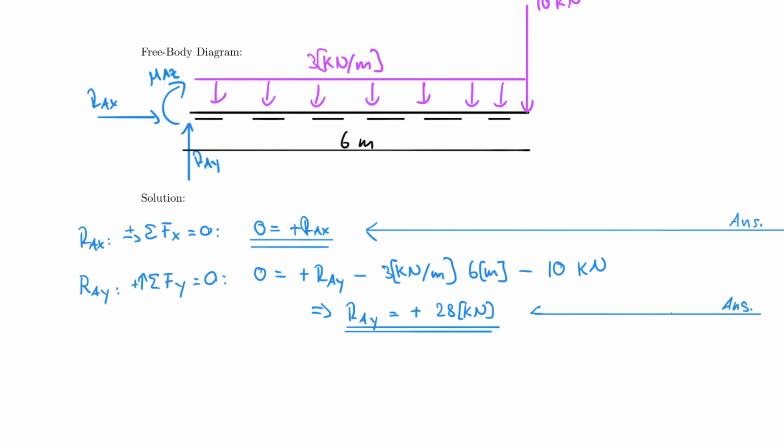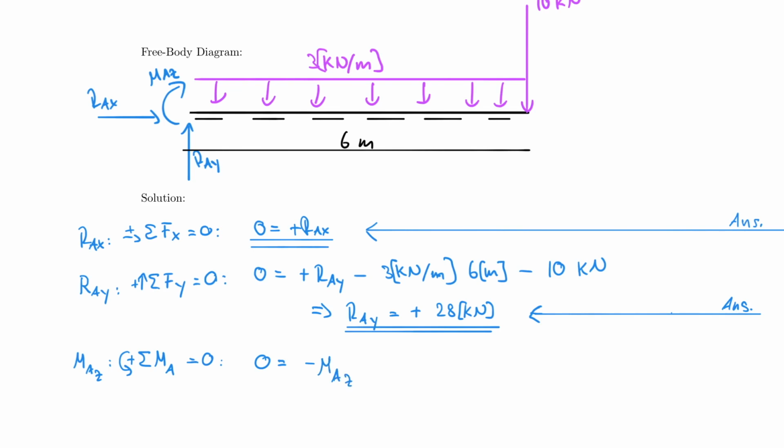Alright, and I can move on to my moment about A. So M about A about the z-axis is calculated by the sum of the moments about point A, and that is counterclockwise positive being equal to 0. And 0 is equal to, I start with my unknown. In this case it happens to be negative MAZ.